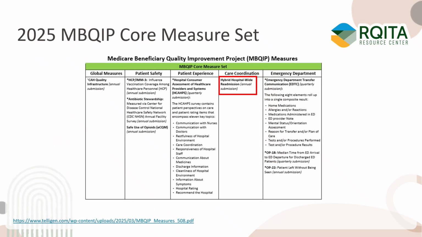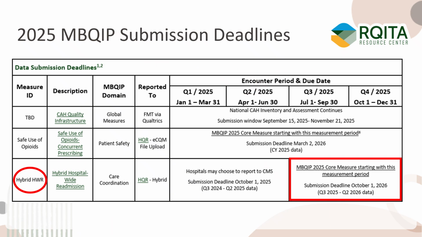This slide provides a quick visual of the 2025 MBQIP core measure set. As you can see, the Hybrid Hospital-Wide Readmissions is a core measure under the Care Coordination domain and submitted annually through the HQR system. As a reminder, for calendar year 2025, the deadline to submit is October 1st, 2026 at 11:59 p.m. Pacific Time. Data collection will begin with quarter 3 of 2025 for a measurement period of July 1st, 2025 through June 30th, 2026.